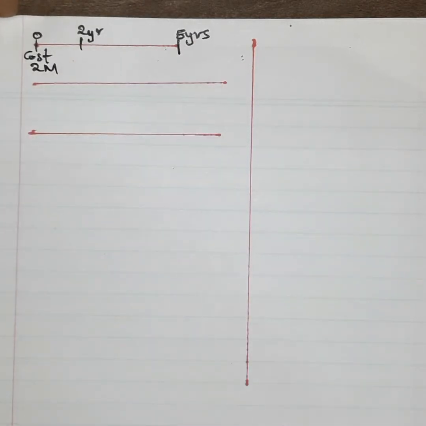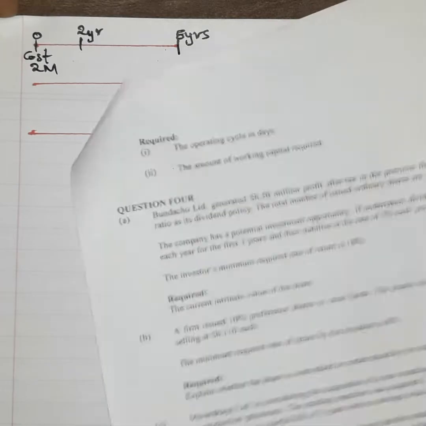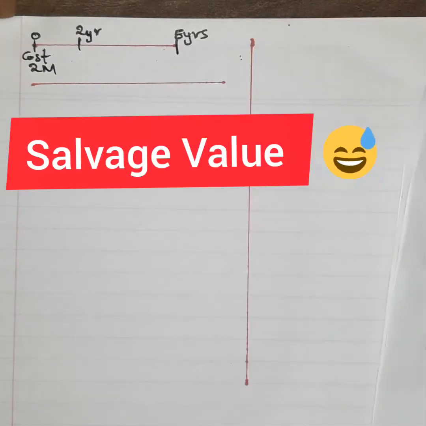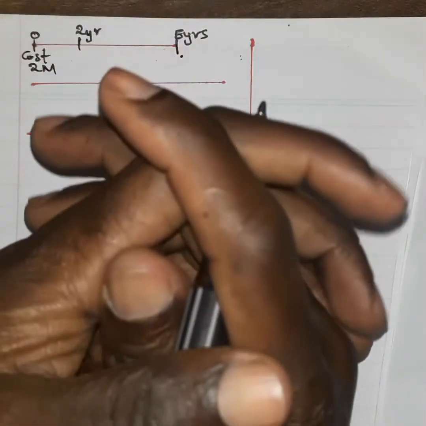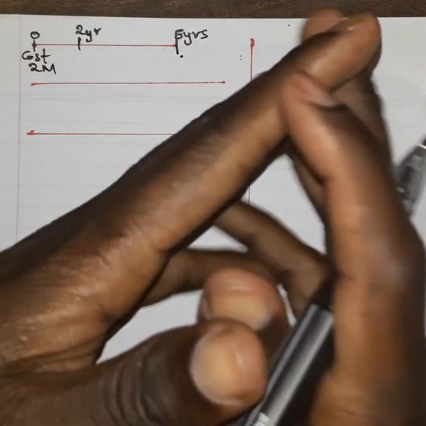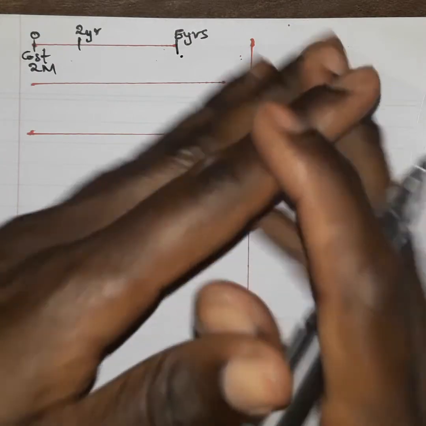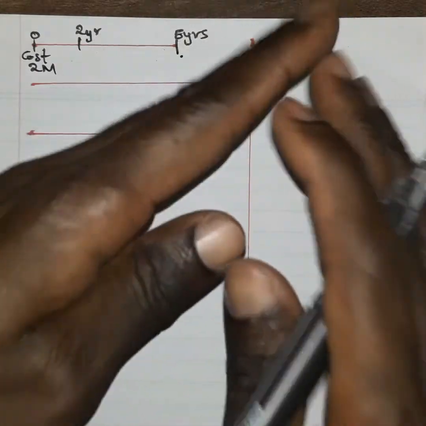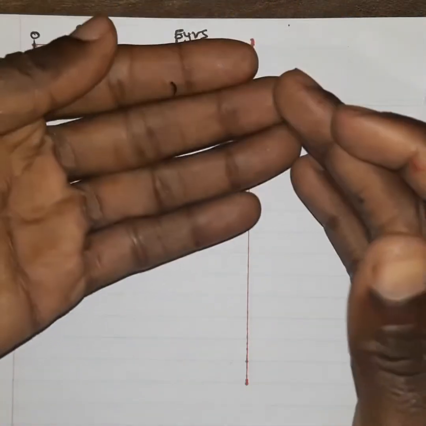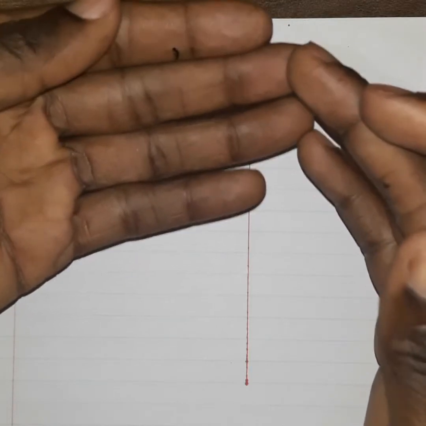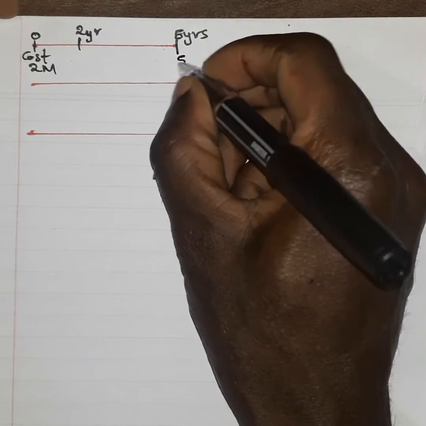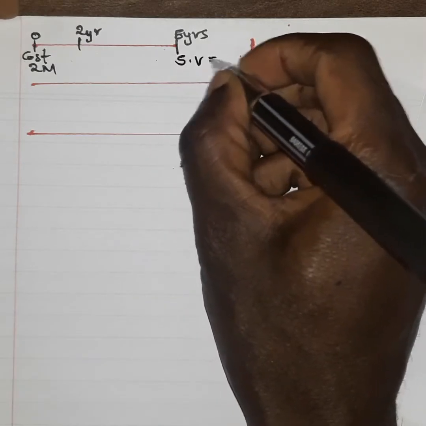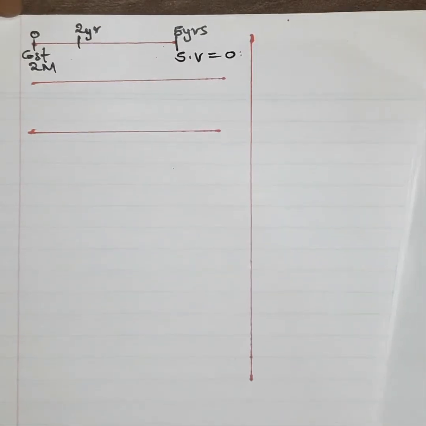Then we are told that it had no salvage value. Salvage value refers to the value of an asset which remains at the end of its useful life after depreciation has been factored in, that is after subtracting the depreciation value. So this machine had a 0 salvage value. Okay, we continue.